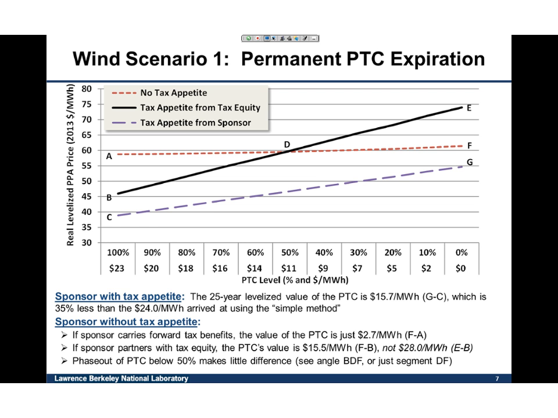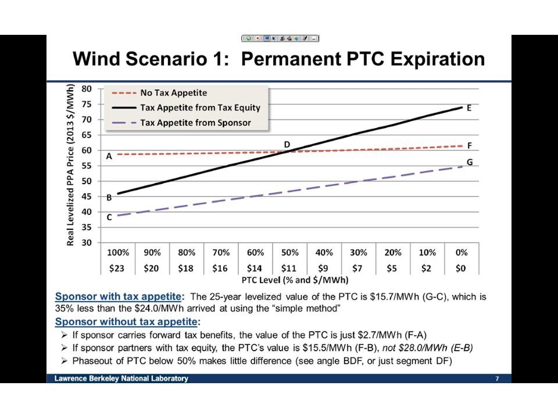And just as an aside, this value is about 35% less than the conventional wisdom of $24 per megawatt hour, which is based on a simple calculation that ignores the negative impact of the PTC on the project's capital structure. Specifically, without the PTC, a wind project could support more debt, which reduces its weighted average cost of capital because debt is cheaper than equity. And this declining cost of capital partially mitigates the impact of losing the PTC.